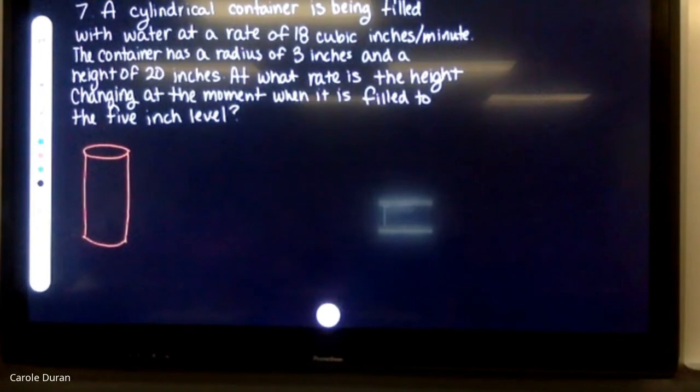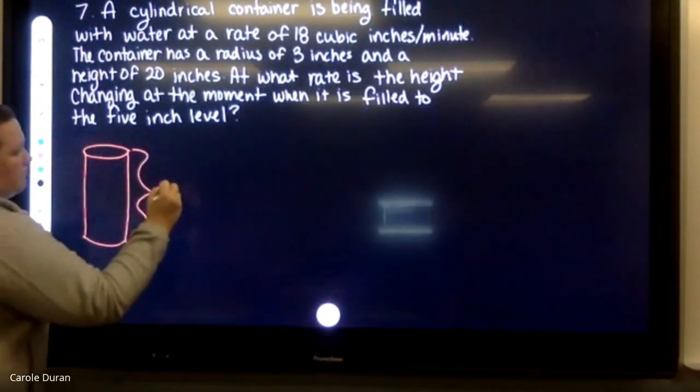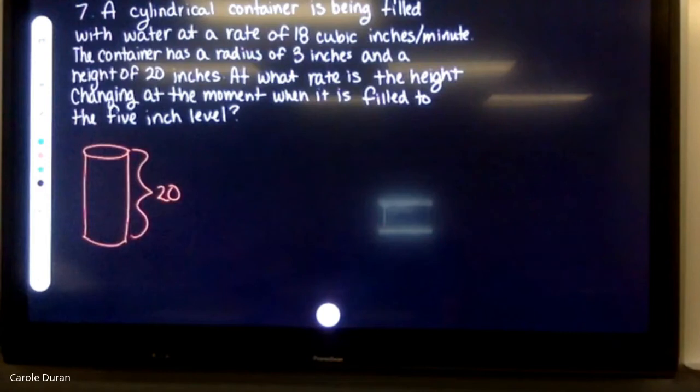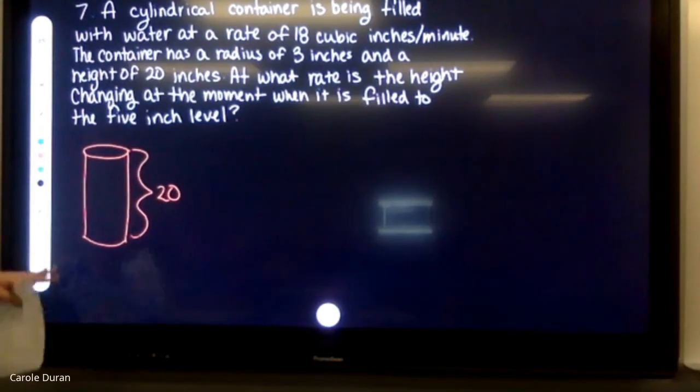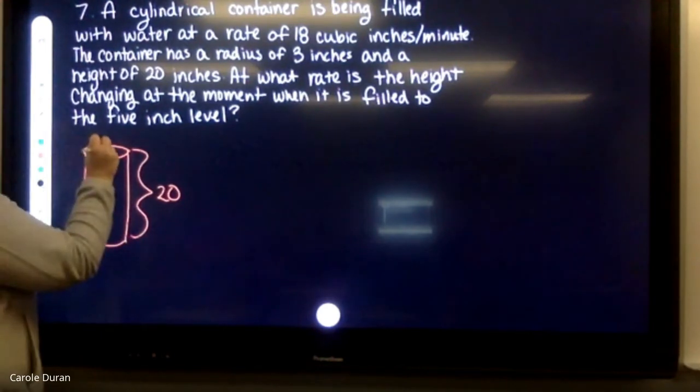So yeah, I know this cylinder has what? It has a height that is 20, so I'm going to say that's this one right here. Let's focus again. What information do I know about the cylinder? It has a height of 20 and a radius of 3. So I'm going to want to draw that in here.